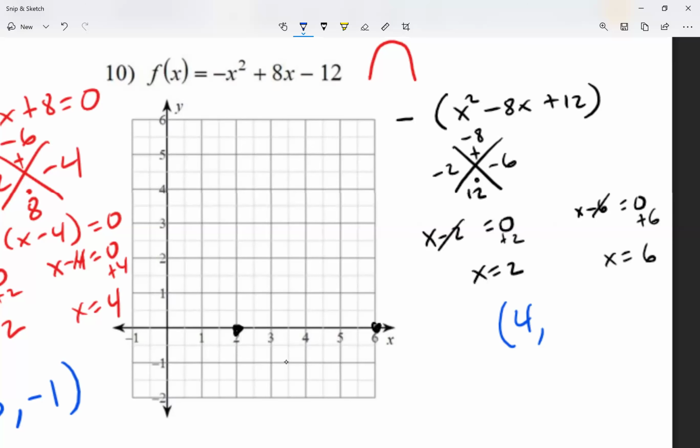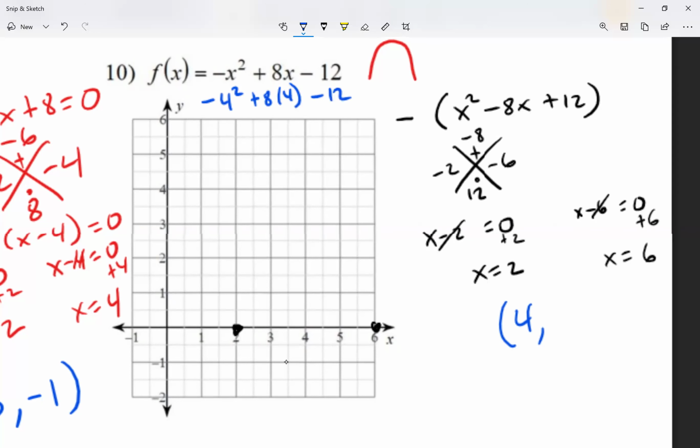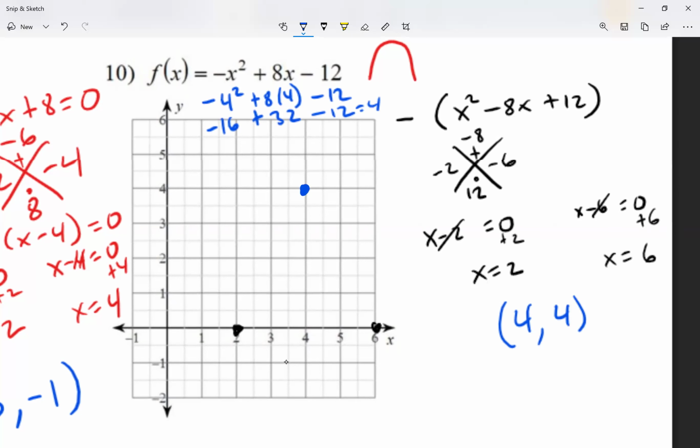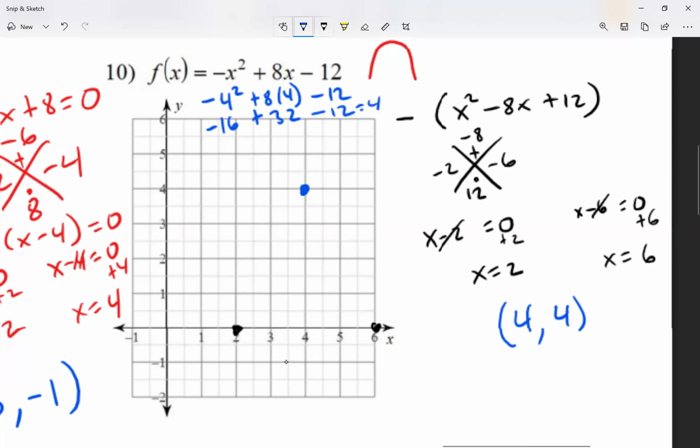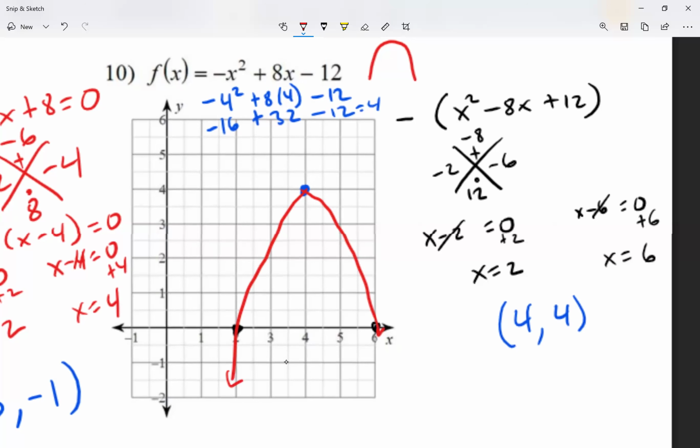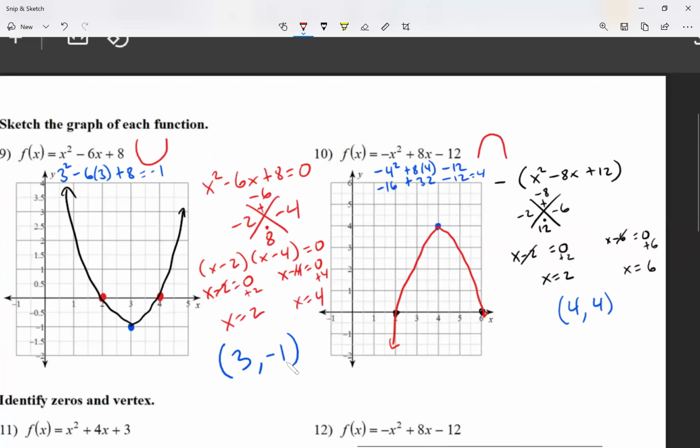To get the y value, I'm going to think of this as negative 4 squared plus 8 times 4 minus 12. So basically, I'm thinking negative 16 plus 32 minus 12. Well, that's 4. Okay, so my y value is 4. Here's my vertex, 4, 4. So I have a very good idea how this graph looks. I have the vertex, my two intercepts, looks like a U looking down. There you go.